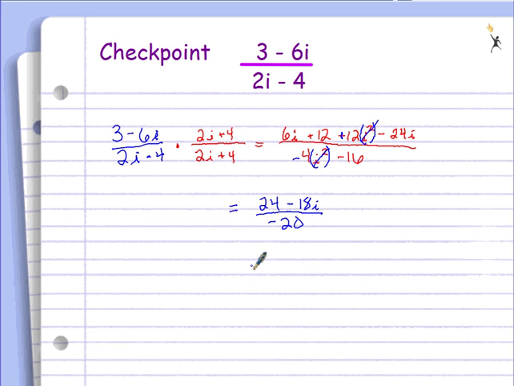Okay? So, notice again, in this case, I can reduce all of them by 2 again, which would give me a 12 minus 9i over negative 10. And there's my final answer. There's my final simplification. Let's keep going.